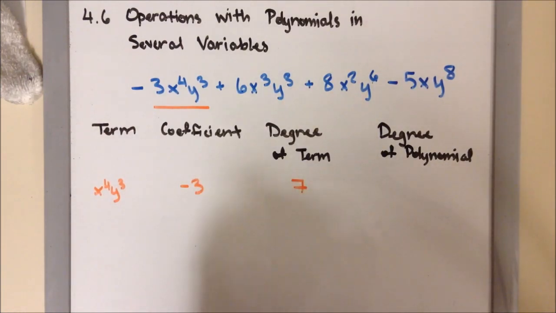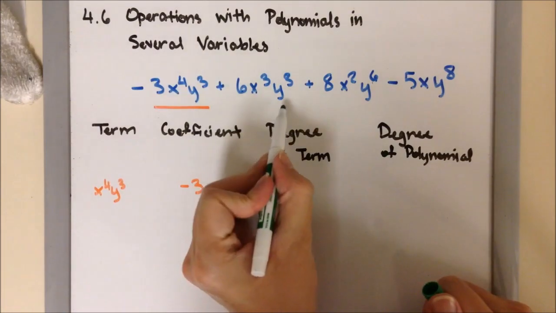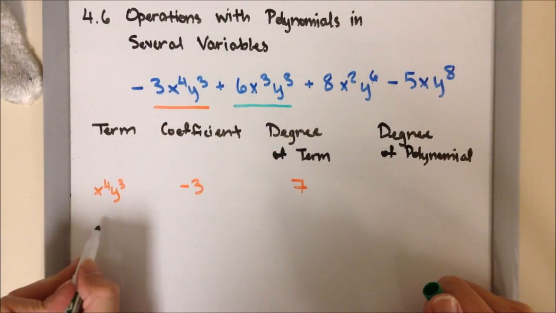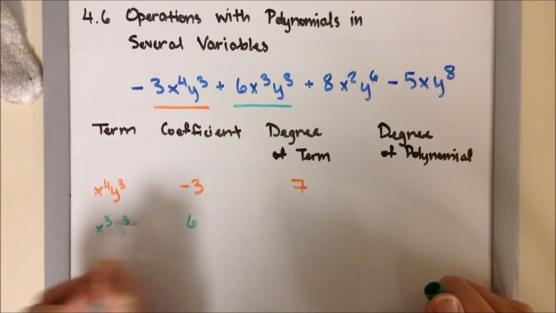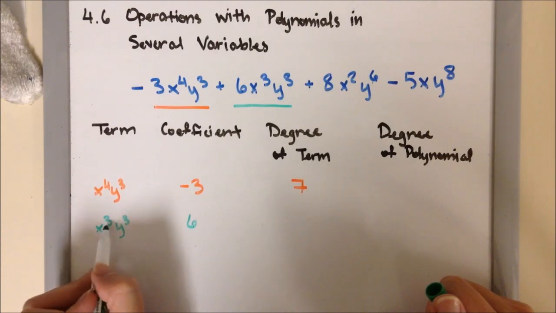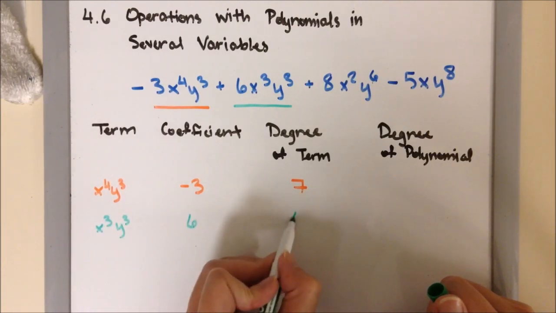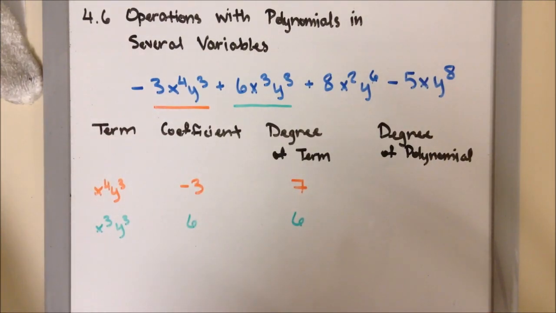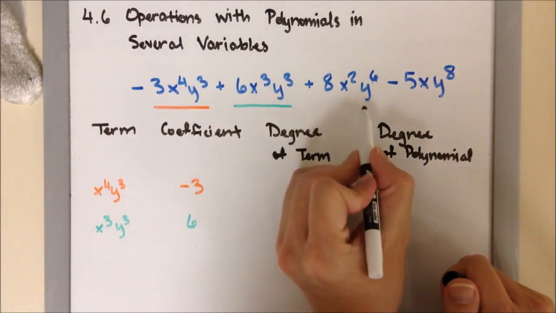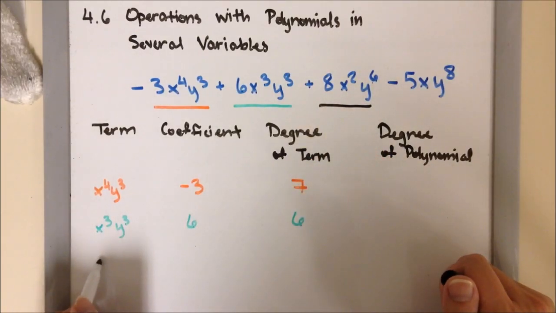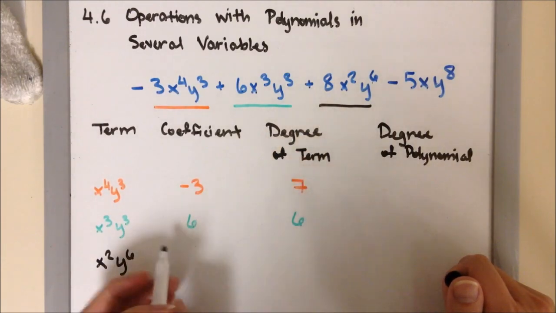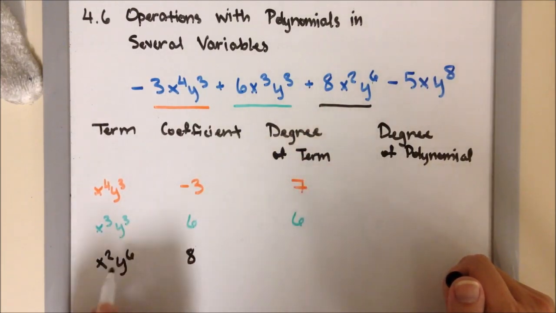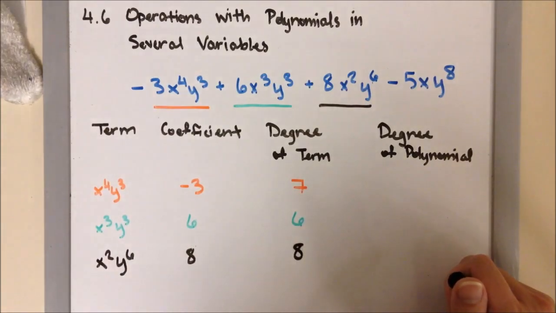Now, let's take a look at the second one. This one right here. So the term is x to the third, y to the third. My coefficient is +6. And then the degree of the term is adding these two exponents together, so it will be 6. Alright. Next is this. So our term is x squared and y to the 6. So first let me identify. The coefficient of this term is 8. Now the degree of the term, I'm going to add these two exponents, which will be also 8.